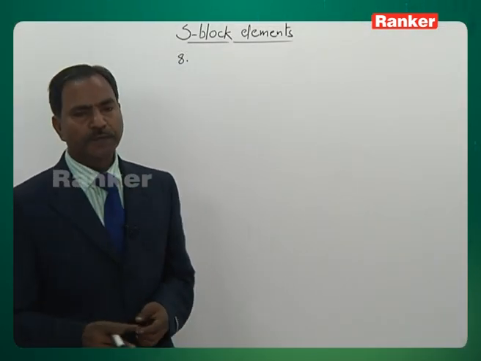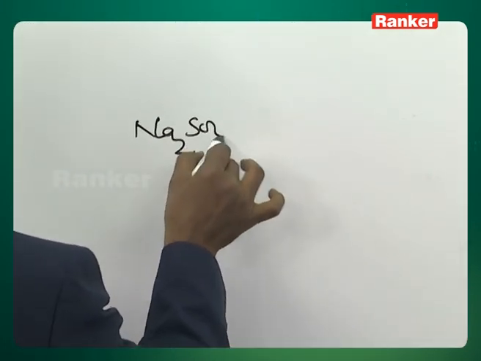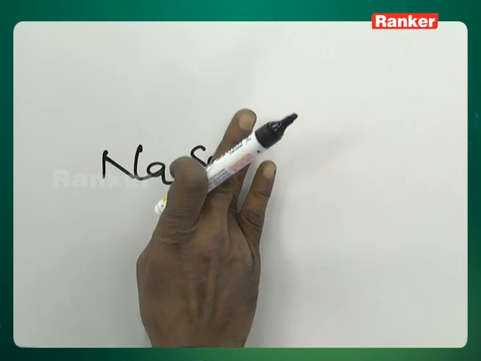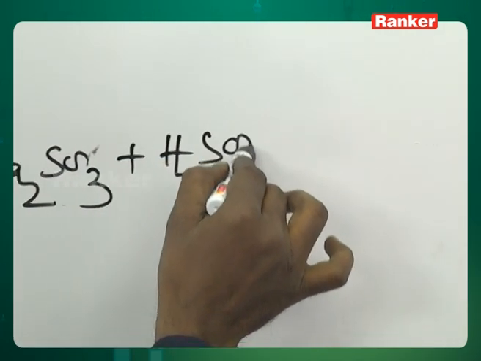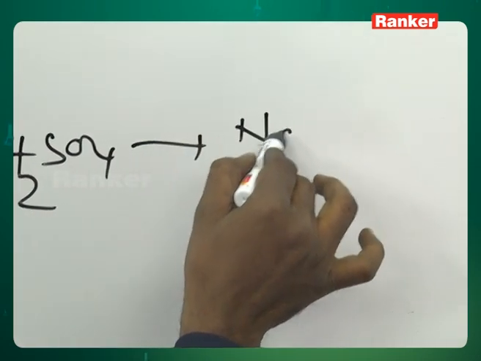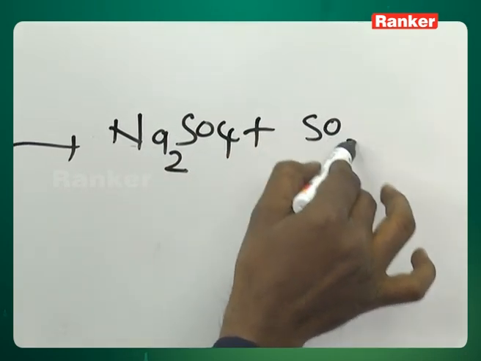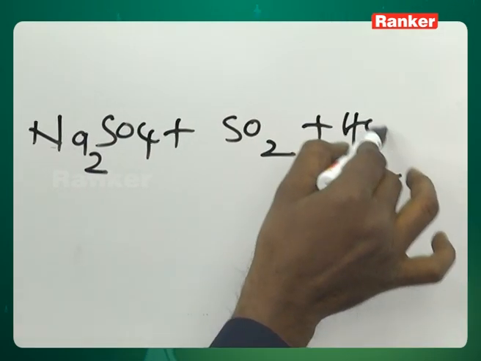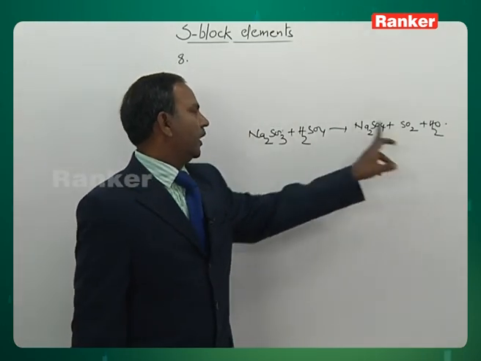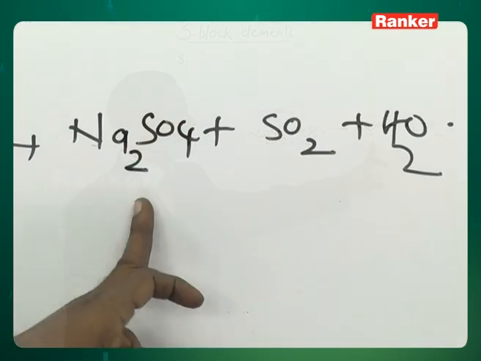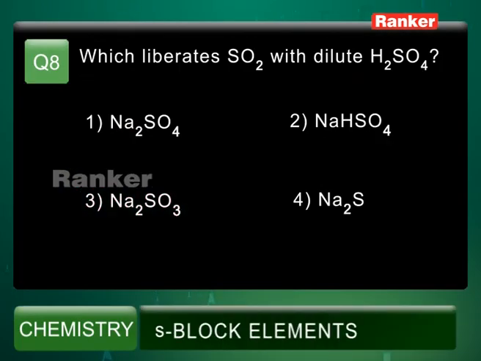Now, consider option 3. Na2SO3 plus sulfuric acid, you get Na2SO4 plus SO2 plus H2O. Na2SO3 plus sulfuric acid gives Na2SO4, sulfur dioxide and H2O. This is the reaction. So, question number 8, answer is 3.